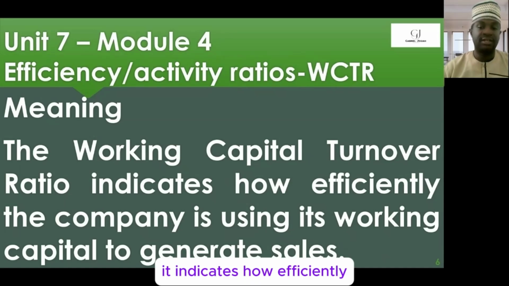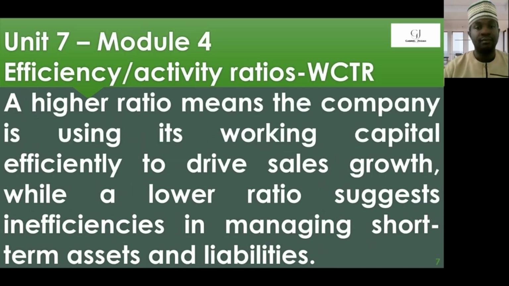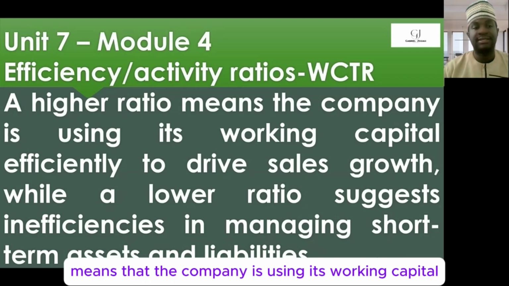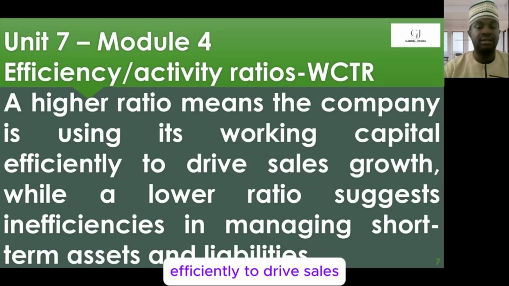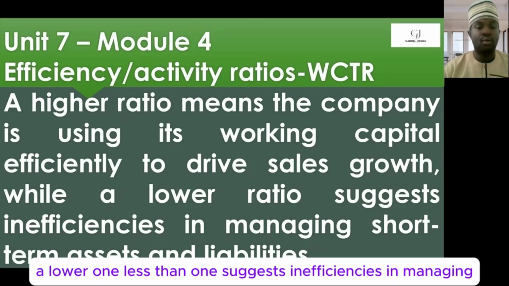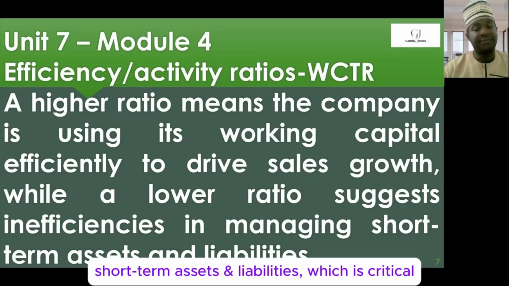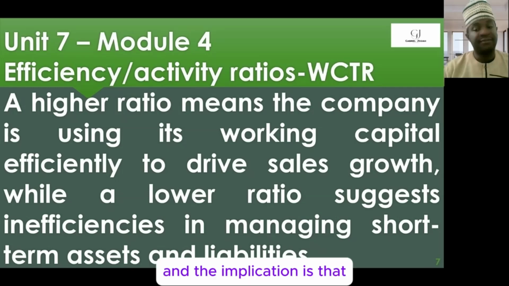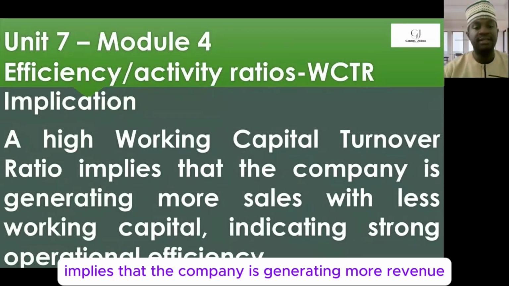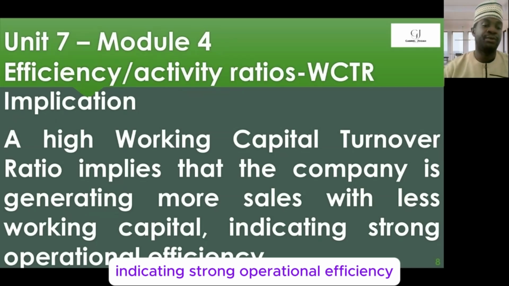It indicates how efficiently the company is using its working capital to generate revenue. So the higher ratio, like we just saw in this computation, means that the company is using its working capital efficiently to drive sales growth. The lower one, less than 1, suggests inefficient use of liabilities, which is critical. And the implication is that a high working capital turnover ratio implies that the company is generating more revenue with less working capital, indicating strong operational efficiency.